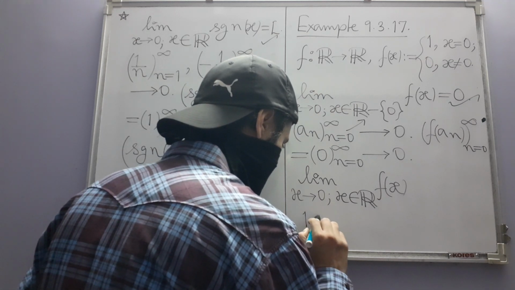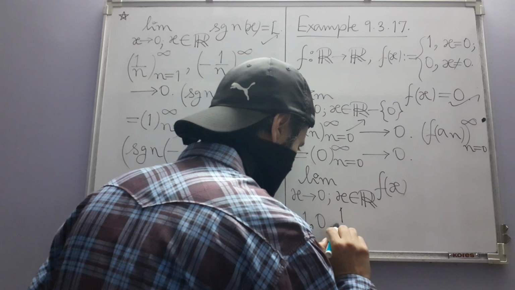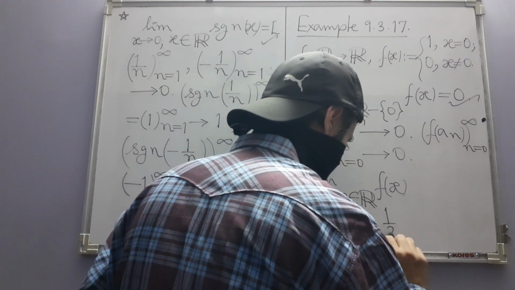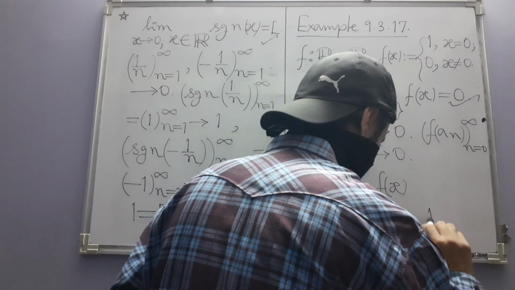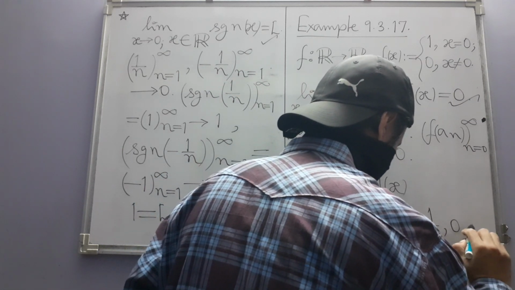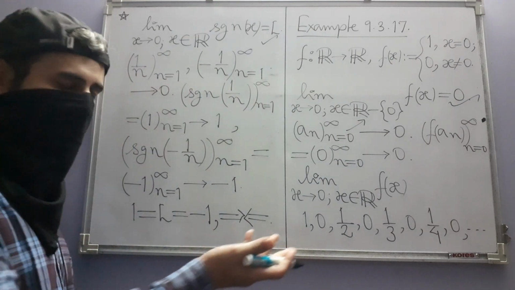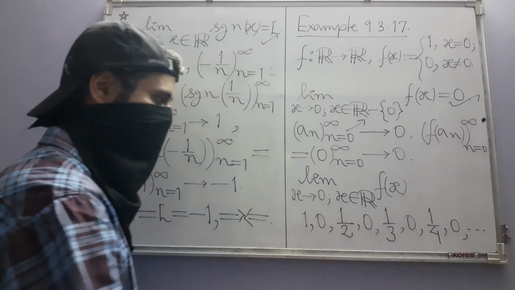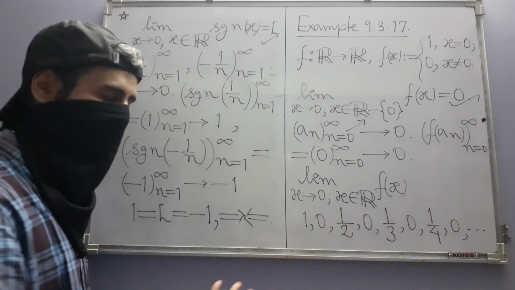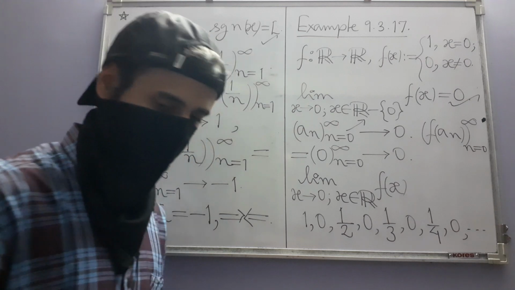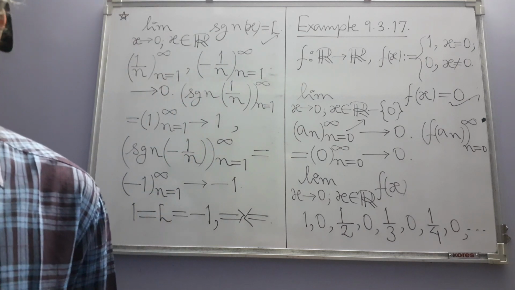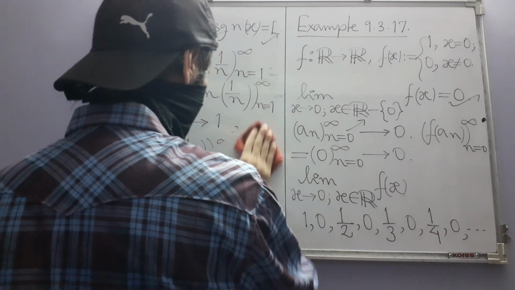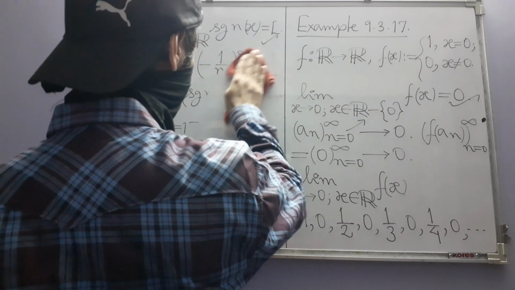1, 0, 1 over 2, 0, 1 over 3, 0, 1 over 4, 0, and so on. You understand the pattern. If one wants, one can write it in a compact form also by defining an properly. Okay. So I won't say it's an alternating sequence, it is not, but it has two types of terms.